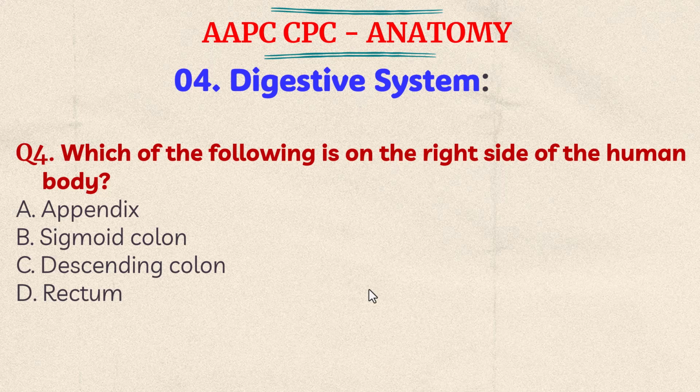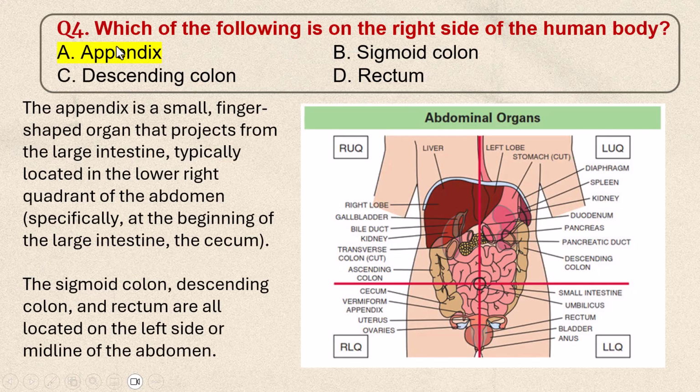Question number 4. Which of the following is on the right side of the human body? A. Appendix. B. Sigmoid colon. C. Descending colon. D. Rectum. Think the answer. So the correct answer is A.